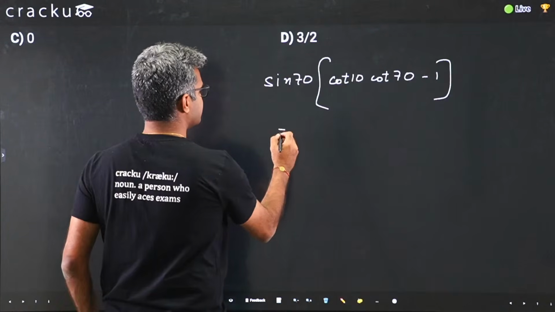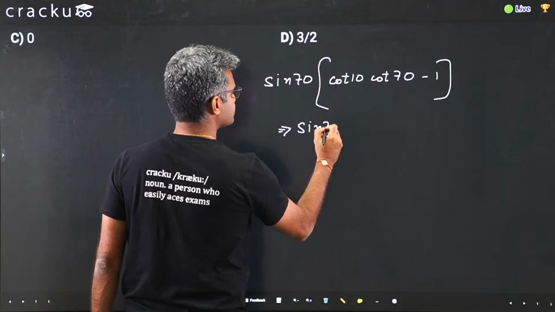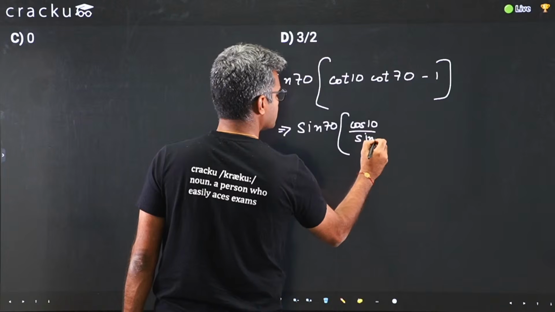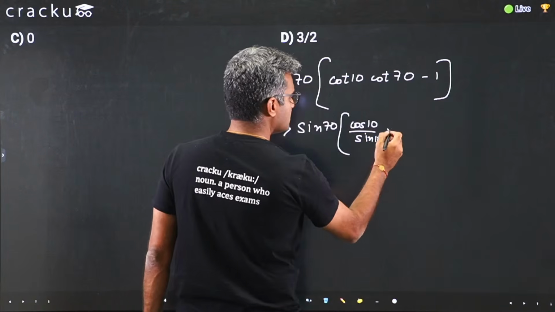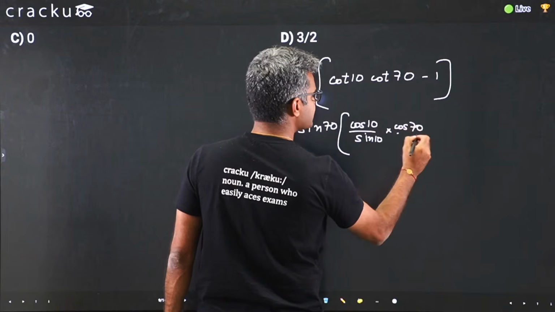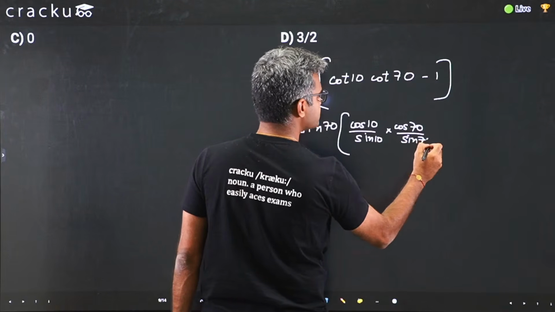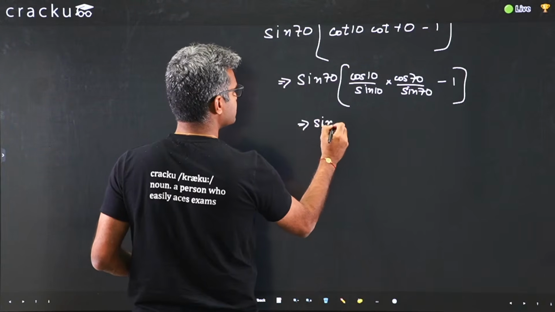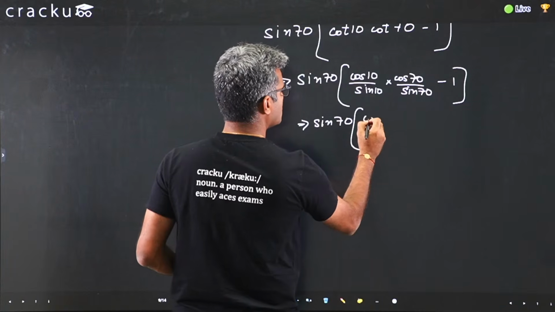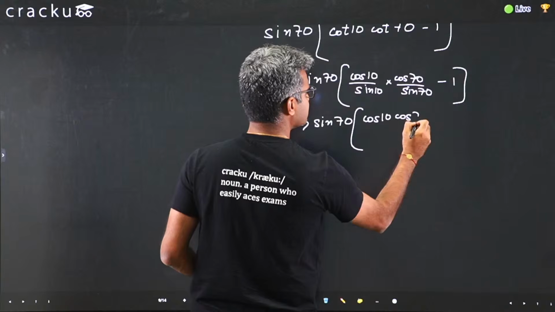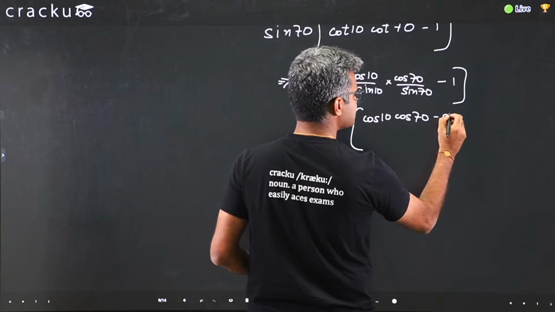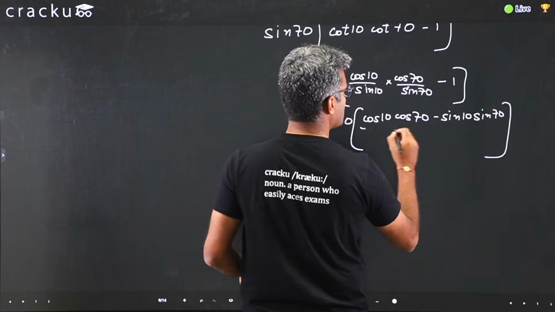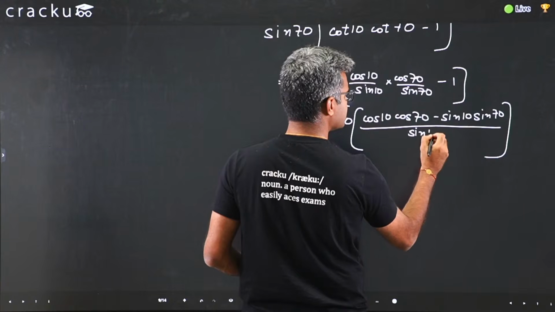So this is sine 70 into cos 10 by sine 10, which is the value of cot 10 degrees, into cos 70 by sine 70, which is the value of cot 70, minus 1. This is equal to sine 70 into (cos 10 cos 70 minus sine 10 sine 70) whole divided by sine 10 sine 70.